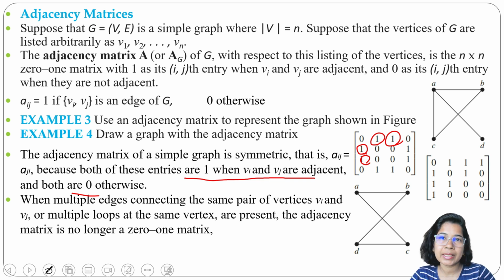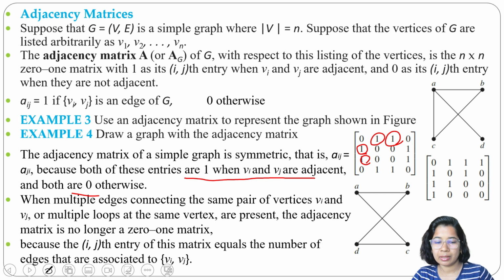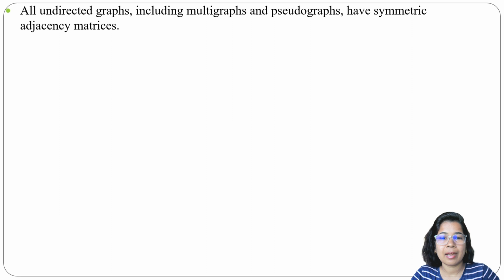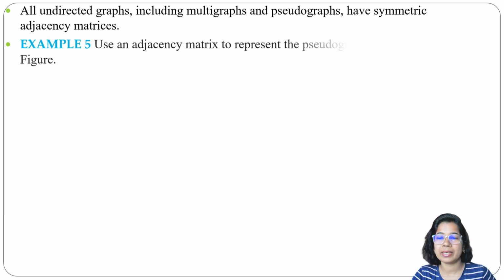When multiple edges are there, rather than 0, 1, we can write the number. Suppose between A and B there are 3 edges, we can write number 3. So that will be no longer a 0, 1 matrix, that will be a number matrix. We can use the larger numbers because the ij entry in this matrix equals the number of edges associated with Bi and Bj. So all undirected graphs including multigraph, pseudograph have symmetric adjacency matrix. So in case of multigraph or pseudograph also, their adjacency matrix is symmetric.